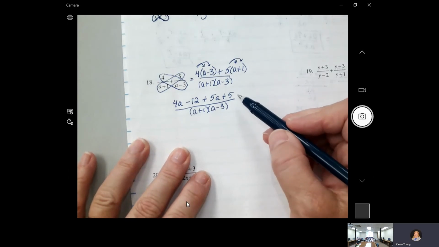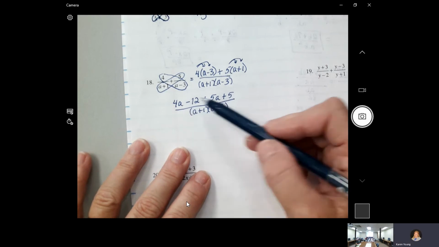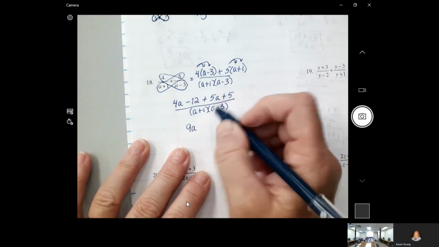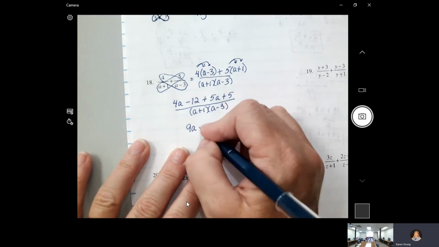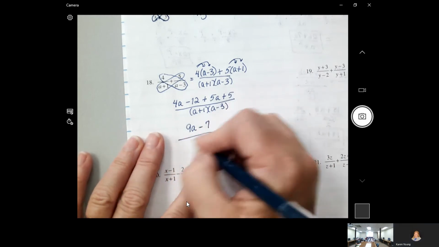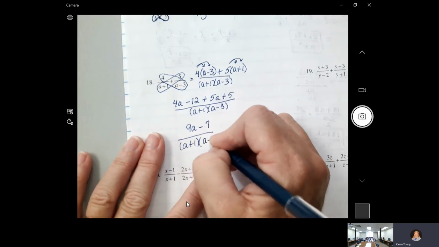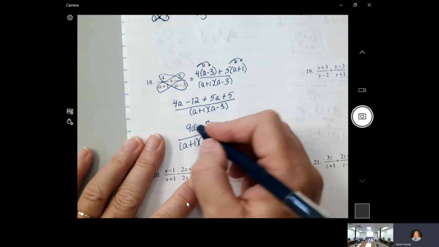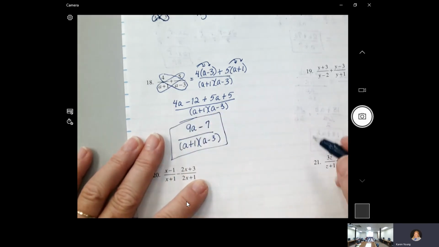We're still only working with the top. So we're going to combine our like terms. 4a and 5a gives me 9a. Negative 12 plus 5 is negative 7. And then it's over the a plus 1, a minus 3. As far as this class, we're not going to multiply the denominators together.